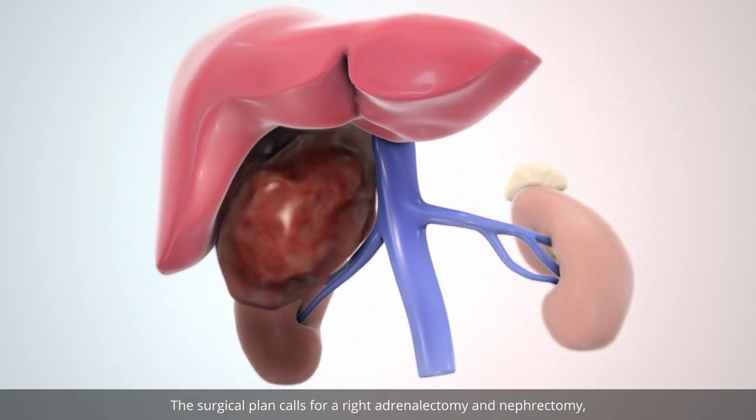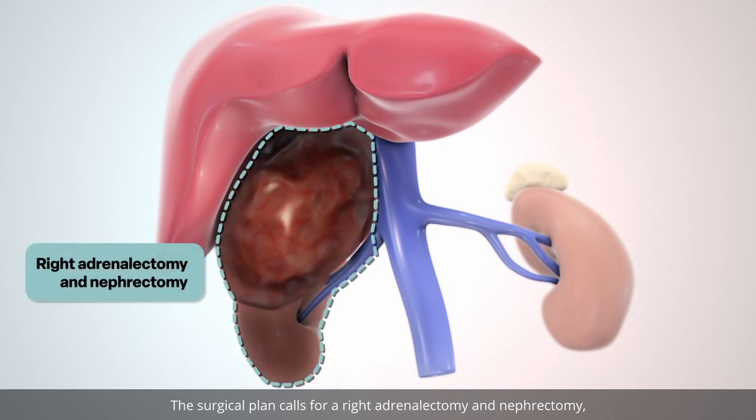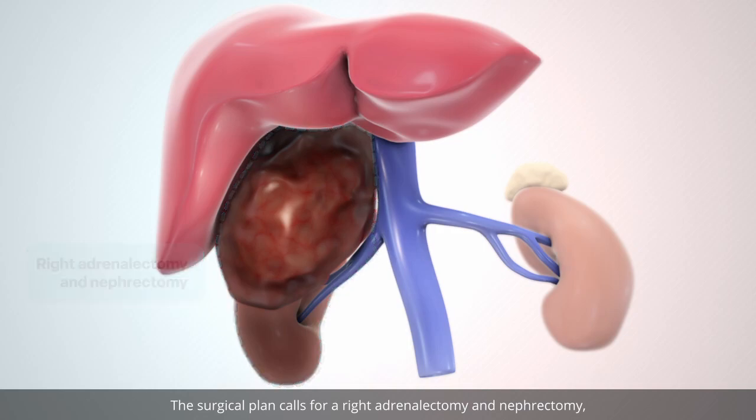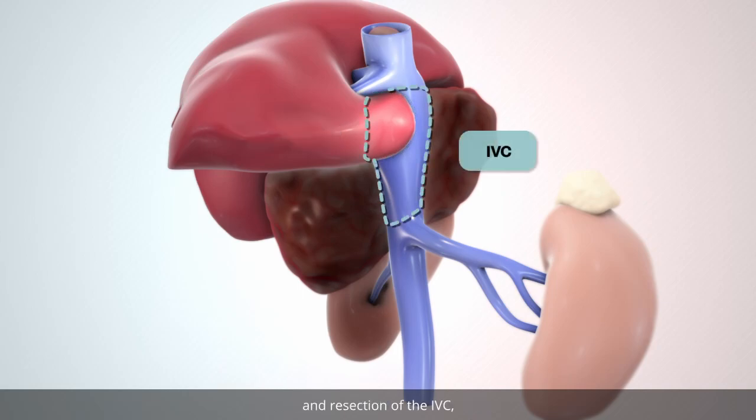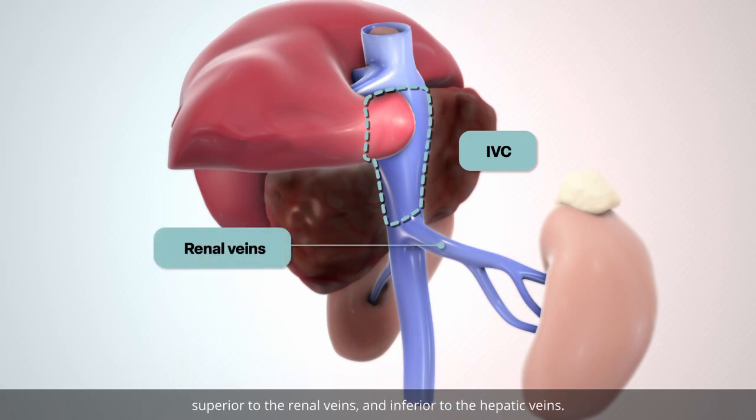The surgical plan calls for a right adrenalectomy and nephrectomy, resection of the caudate lobe of the liver, and resection of the IVC, superior to the renal veins and inferior to the hepatic veins.